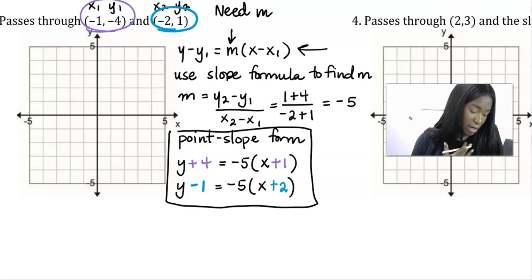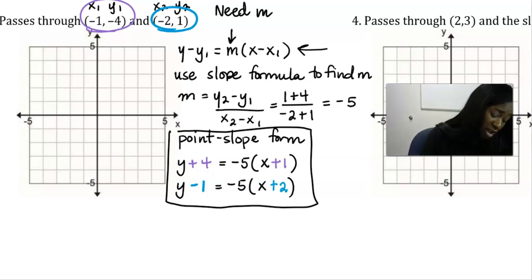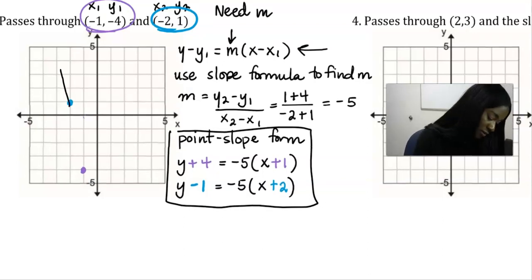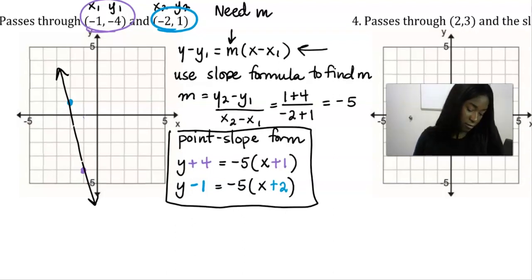So to graph the line, it'll be super easy. I'm actually just going to plot these 2 points. We could have done this from the start. Just plot negative 1, negative 4, and plot negative 2, 1, and connect those points. And there is the line. It's graphed. Great.